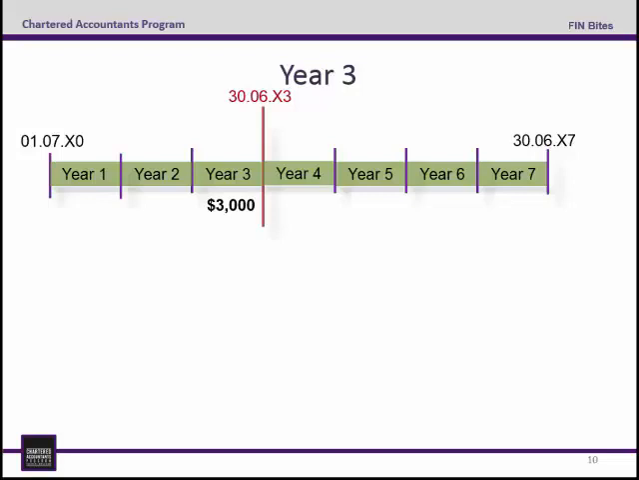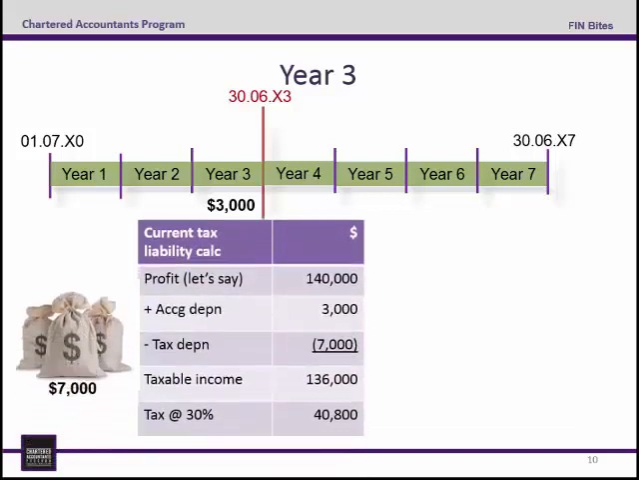Okay, let's now jump ahead to year three. And remember my timeline and my bell curve that showed that the temporary difference was increasing up to the end of year three. Because remember, at the end of year three, the asset would be fully depreciated for tax purposes, but it's still got 4 more years left for accounting purposes. So let's see what happens.